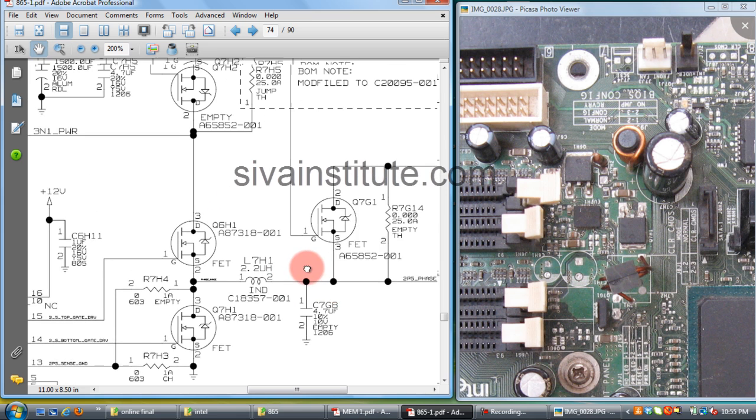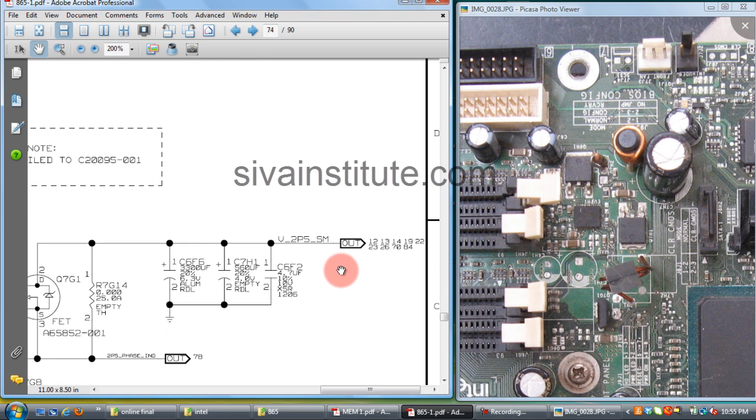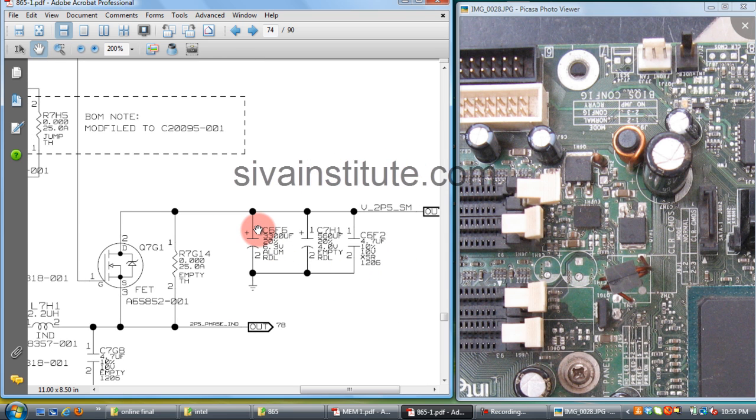You should check here. When you give gate voltage, this is the output of the voltage. If there is no voltage at this point, you should check here. This is 1.25 volts, MEM VTT, the memory VTT voltage. You should check here whether 1.2 volts is there or not. This is the memory regulator. If there is no voltage at this point, check the oscillator IC.